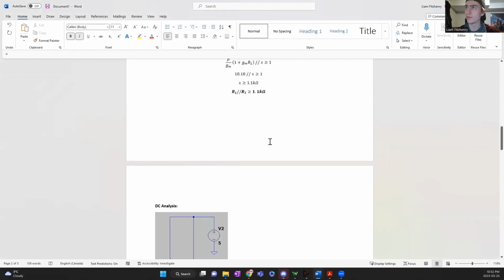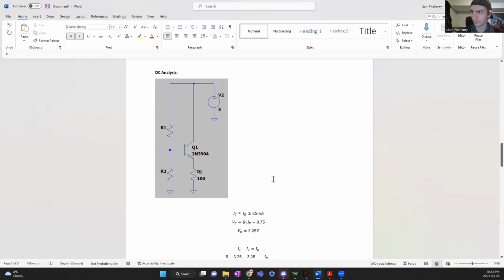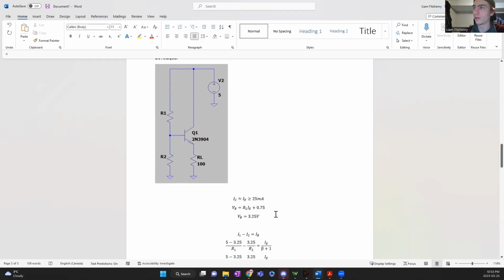The second thing we use is that collector current that we determined earlier on when we found the value of GM. And we're going to use that in our DC analysis. So for DC analysis, we get rid of that AC source, like I was mentioning, because there's a capacitor in the way. And then we're just left with R1, R2, RL, and our VCC, our supply voltage. So the first thing I'm going to do is approximate IE with IC. IE is going to be a little bit bigger than IC, so we're going to call it 25 milliamps. And we're going to keep this inequality just for now.